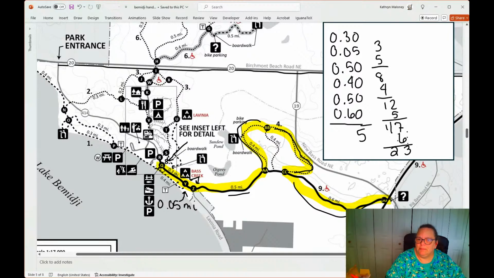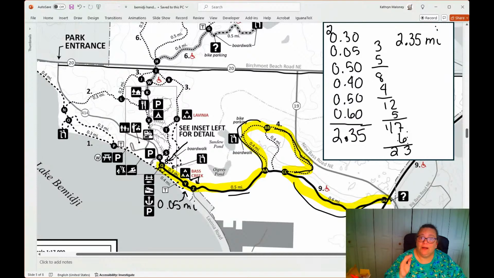I'm going to bring down my decimal. I should do that right away, but I always forget. I'm so excited to start adding. I'm going to have a 3 here, and I'm going to put a 2 up here. Now 2 plus 0 plus 0 is 2. And it looks like we hiked 2.35 miles. Cool. That's pretty neat.